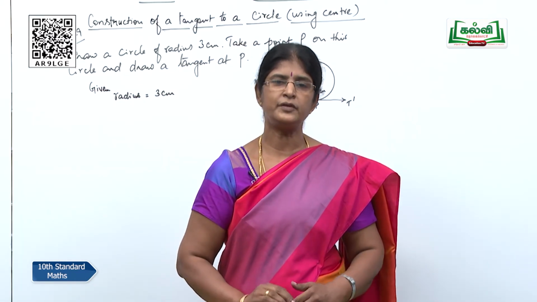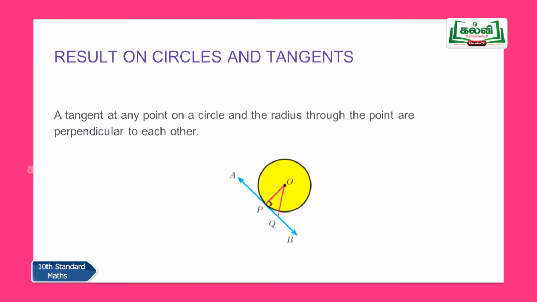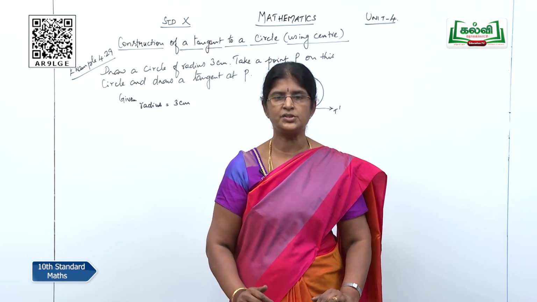Now first of all, for this we have to recall one result. Result on circles and tangents: a tangent at any point on a circle and the radius through the point are perpendicular to each other. We have used this result in all the exercise problems. Now the same result we are going to use in the construction also.